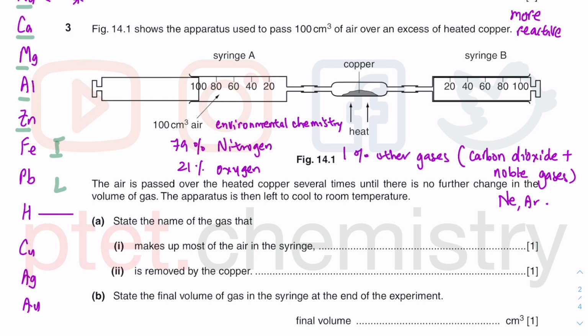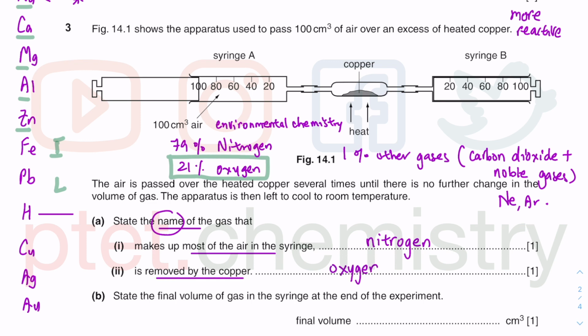Now state the name of the gas. They want the name, not the formula. The most of the air is made out of this. This has got to be nitrogen. As you pass air through this metal, which is copper, the copper is not going to react with the nitrogen. Neither will the copper react with the carbon dioxide or the noble gases, but the copper will react with the oxygen. So it is the oxygen that is being removed by the copper.